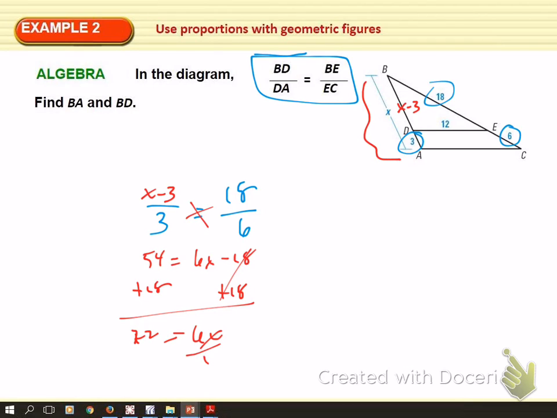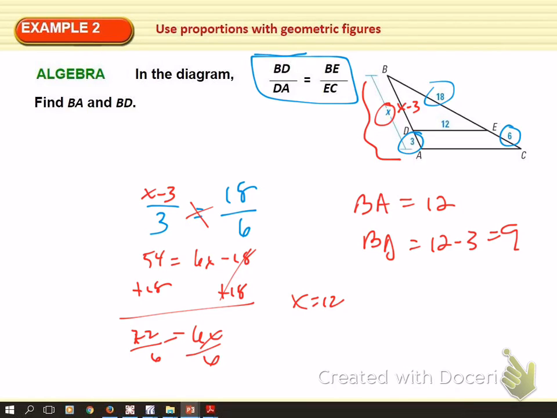So 6x equals 72, divide by 6, and x is 12. Okay? Now, great, x is 12. What's that mean? We need to find the length of BA. Like I said, BA is all of x. So BA is just going to be 12. BD is x minus 3, so it's 12 minus 3, which is going to be 9. Okay? Just plugging in what we know.